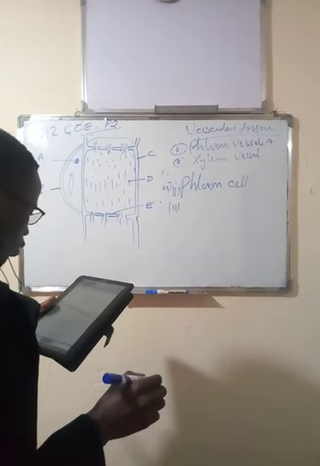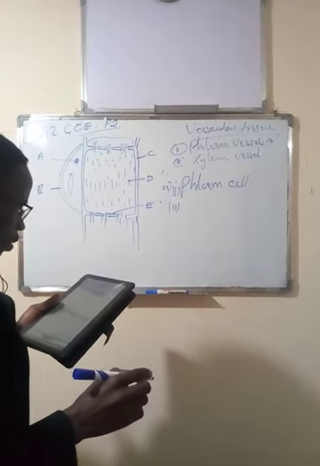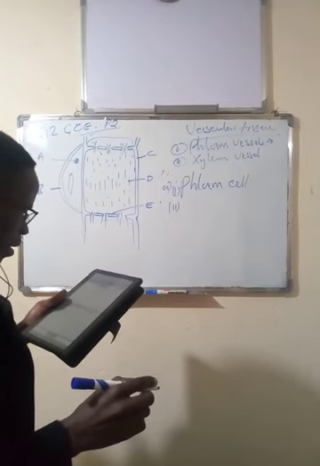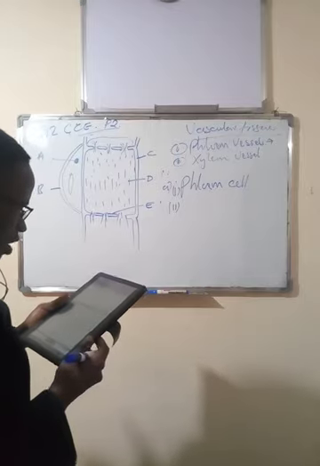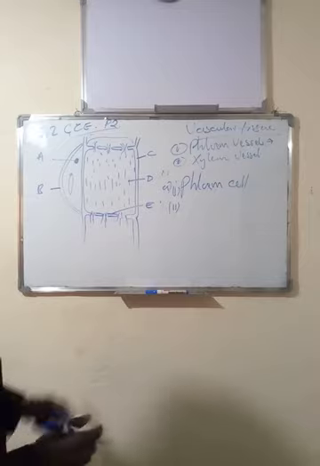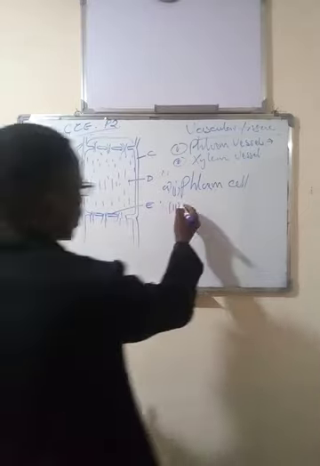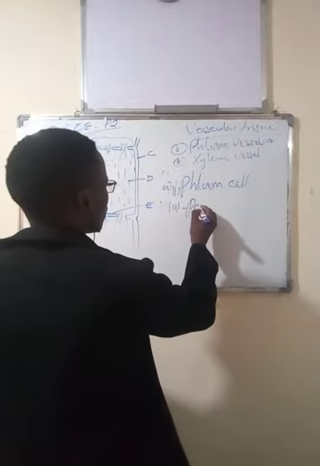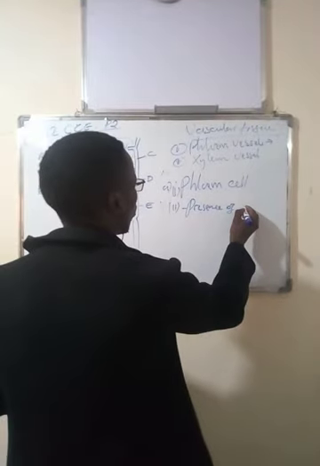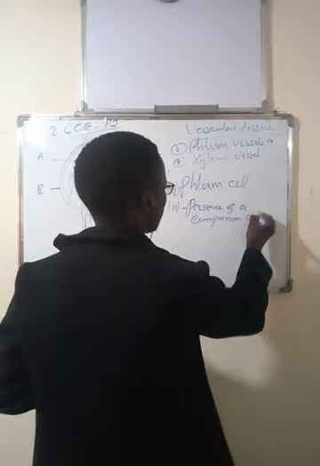Okay. Then part 2 says name one feature in the diagram which enables you to identify the specialized cell. Now there are several features here that should help us identify this cell. Number one of those features is the presence of a companion cell, right? Presence of a companion cell.